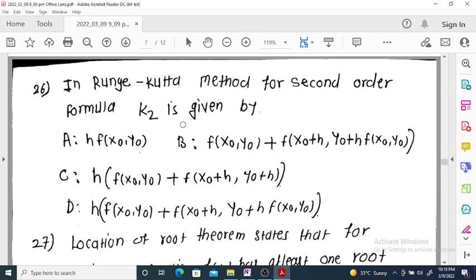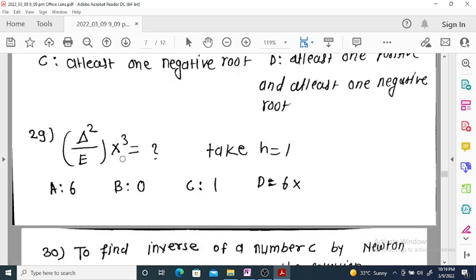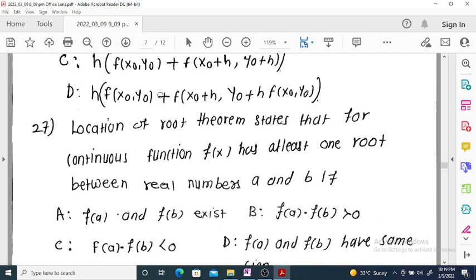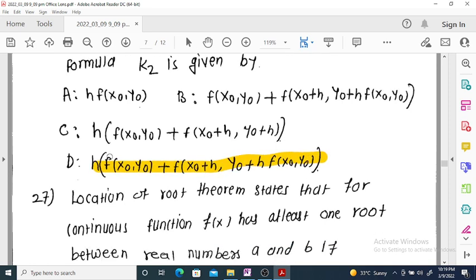In the Runge-Kutta method of second order, k2 is given by the following; k1 is h f of x0,y0. And k2 is equal to h f of x0 plus h, y0 plus h f of x0,y0. So this is the formula for k2.